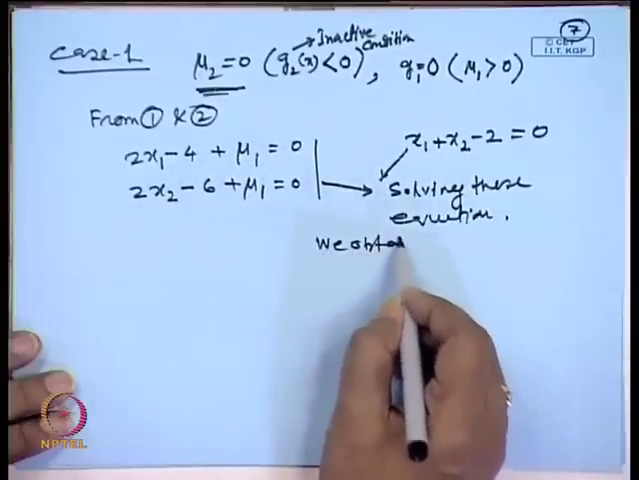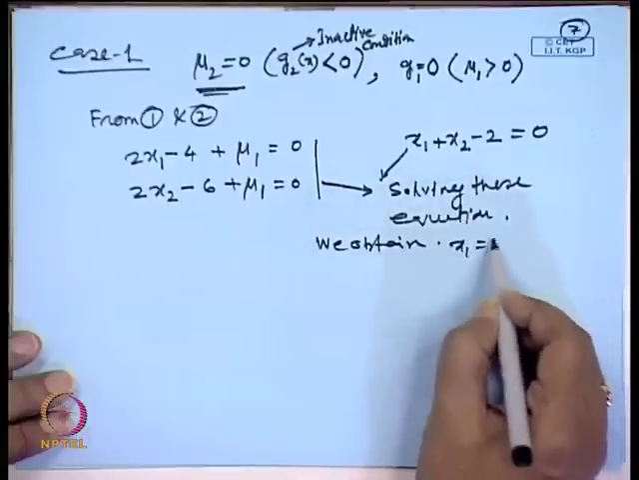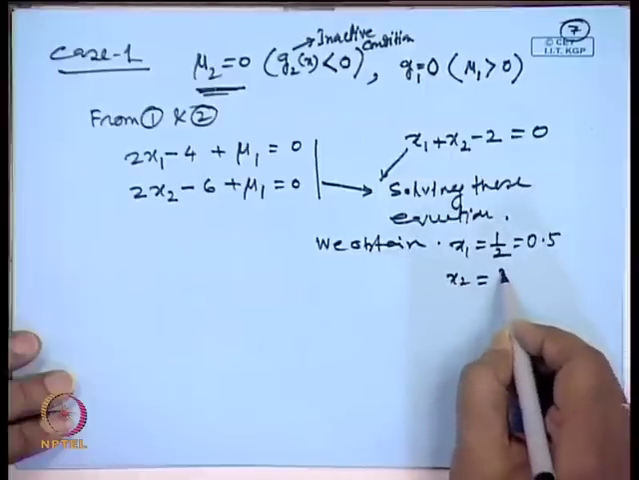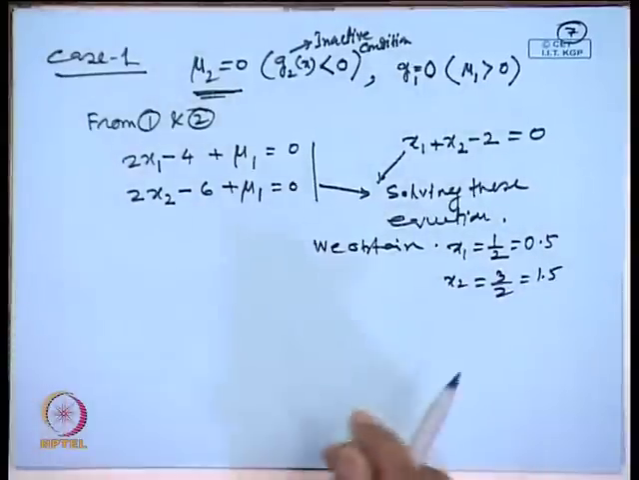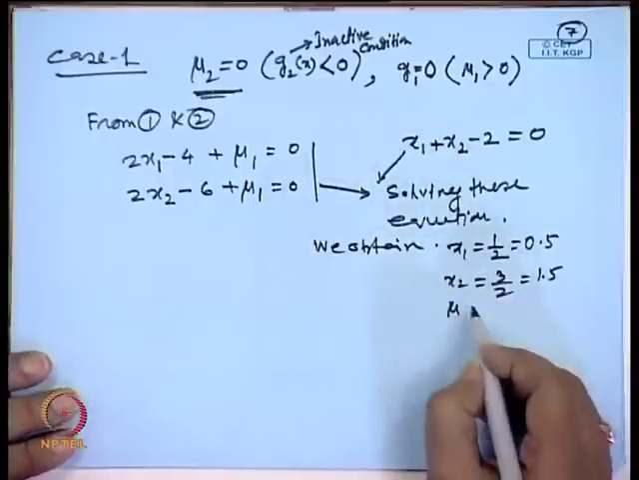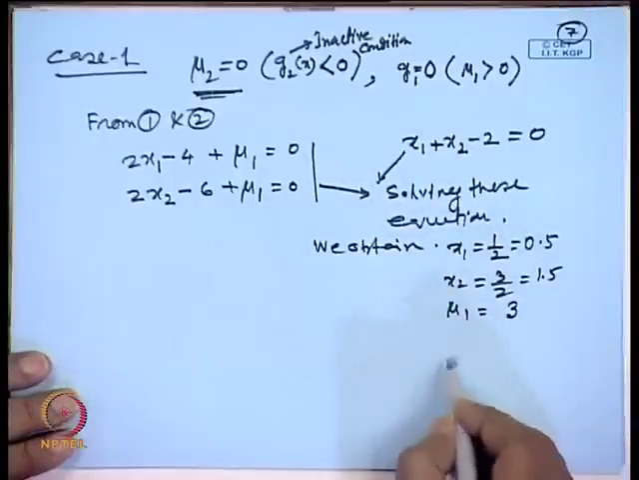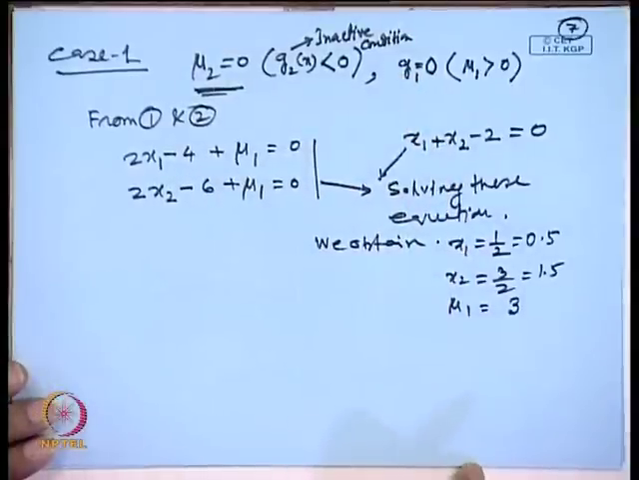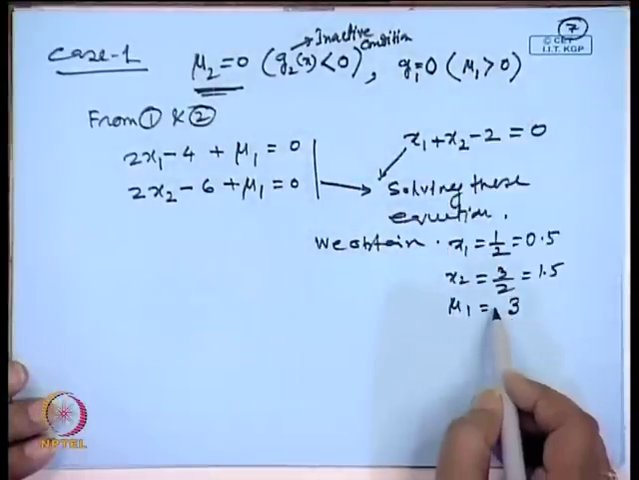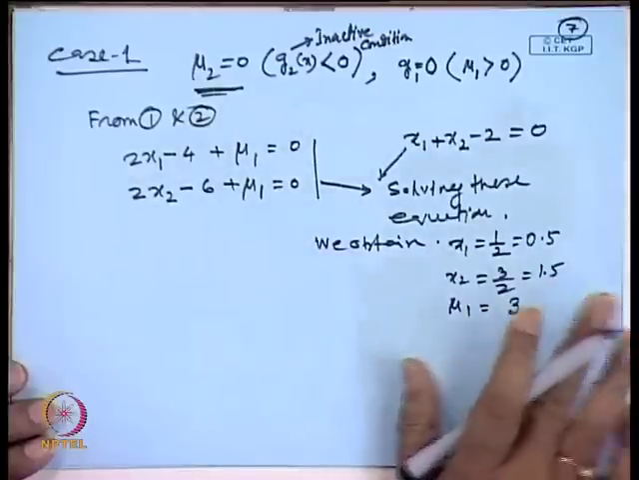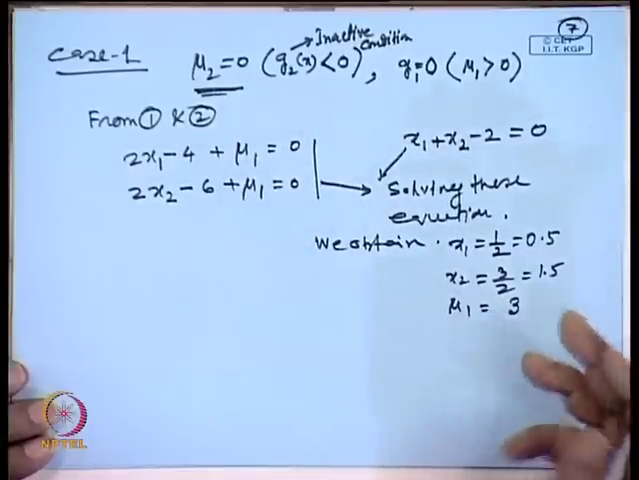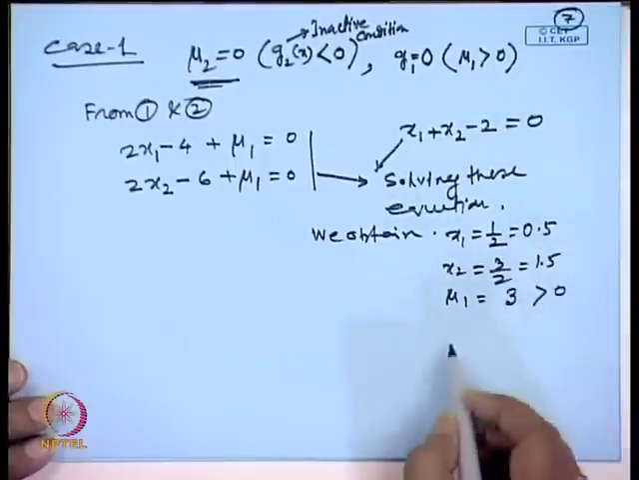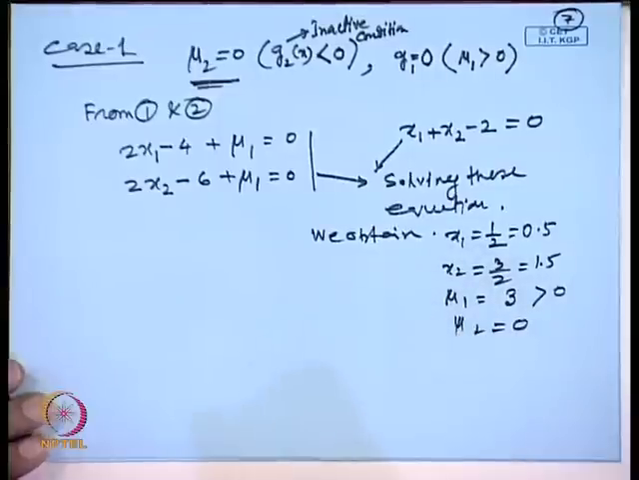By solving these equations, we obtain x 1 is equal to half, or 0.5, x 2 is equal to 3 by 2, which is 1.5, and mu 1 we got is 3. I told you, when g 1 is an active constraint, mu 1 must be a non-negative number. If by solving you get it negative, that means it does not give any solution to become the optimal value of the function. So, this is 3, greater than 0, and mu 2 is equal to 0.